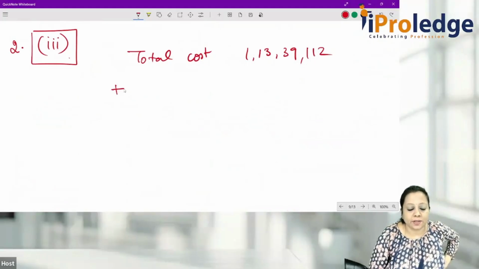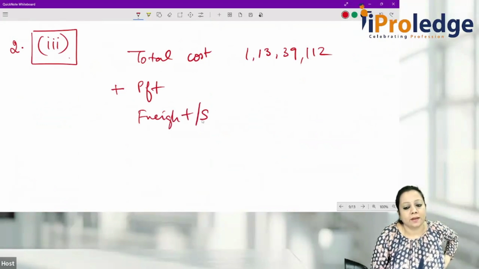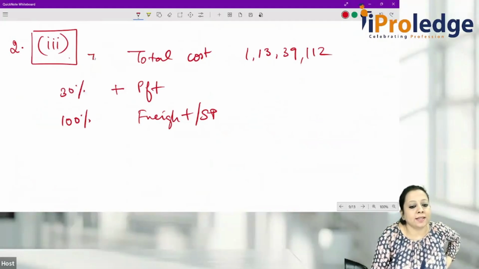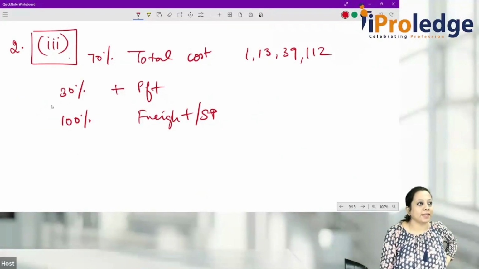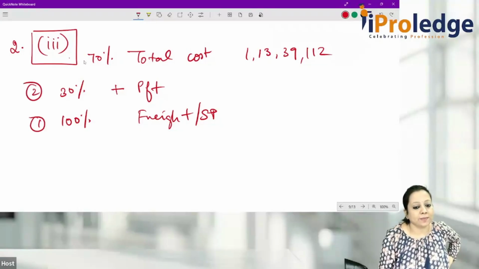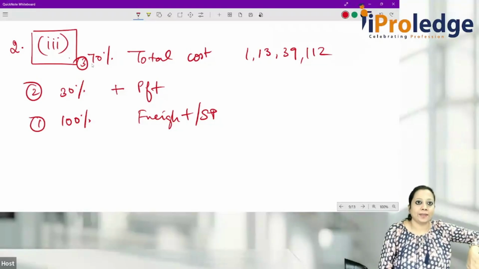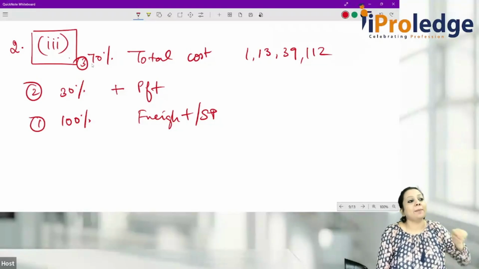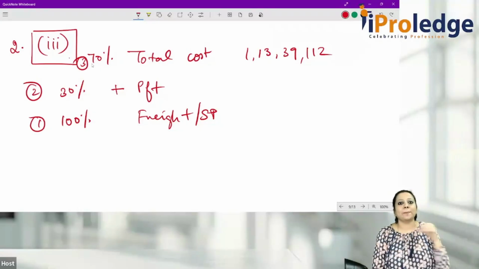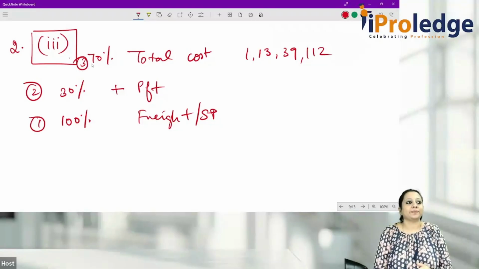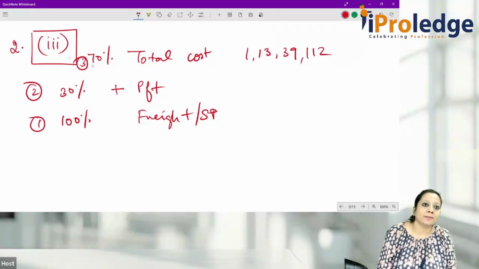Here the freight. So add profit. You will get freight or selling price. So this is 100%, this is 30%, this is 70%. If fare is 100%, 30% is on the fare, on the selling price. I'm assuming the selling price to be 100. Profit is equal to 30. That means cost will be 70. Cost is equal to selling price minus profit. Should I repeat that, ma?